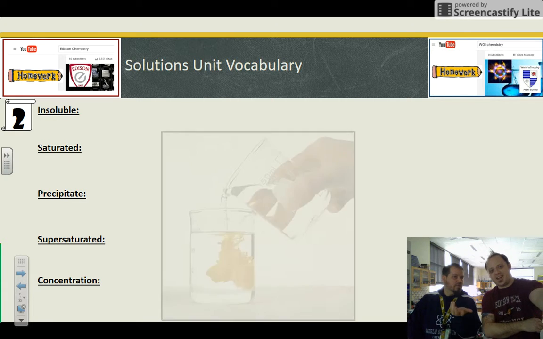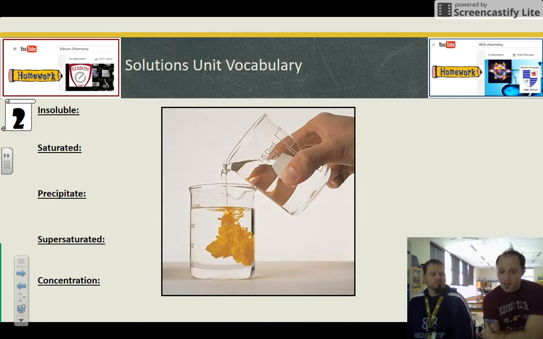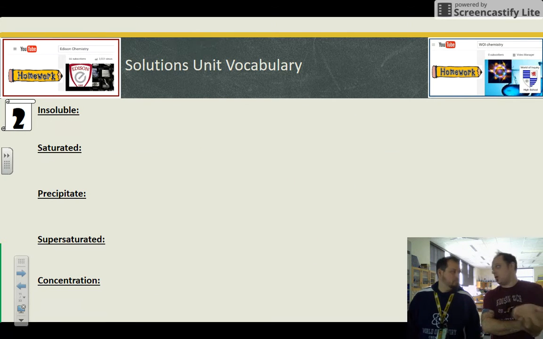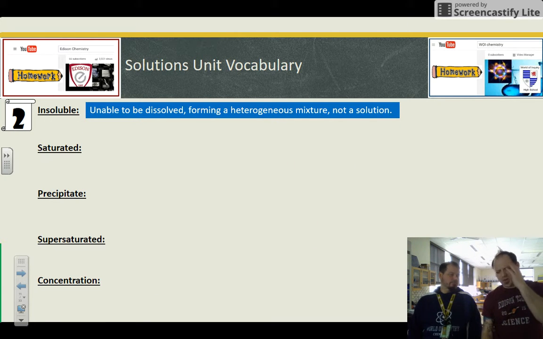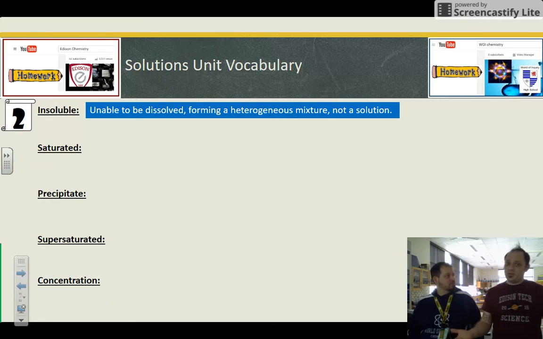And then here's one that's got a sol in the middle of it. Insoluble. What's that mean? Well, insoluble is not able to dissolve in water. It's one of those English words where putting "in" in front of it means not. So unable to be dissolved. Yeah, it's a weird grammar thing.